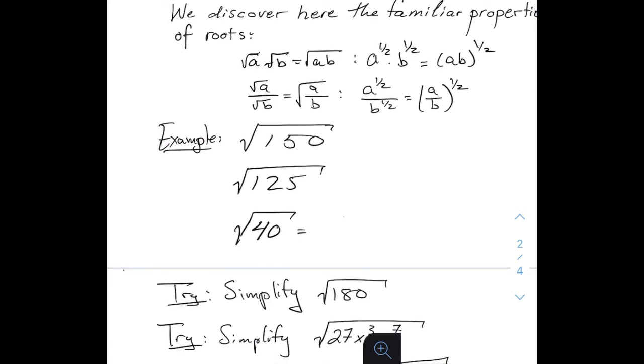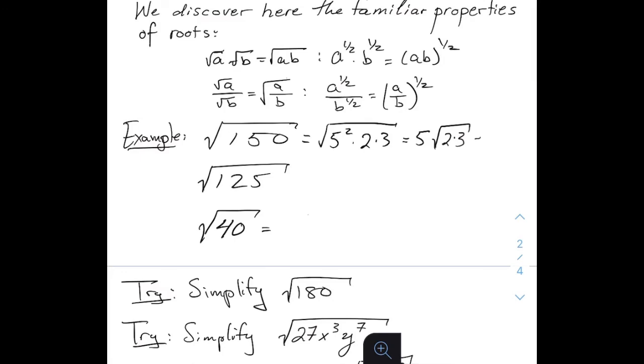The square root of 150 is equal to the square root of, I'm going to factor 150 so that I can see what can be written as a square. So the square root of 5 squared is just 5. And there's nothing we can do with the 2 times 3, which is equal to 5 square root of 6.